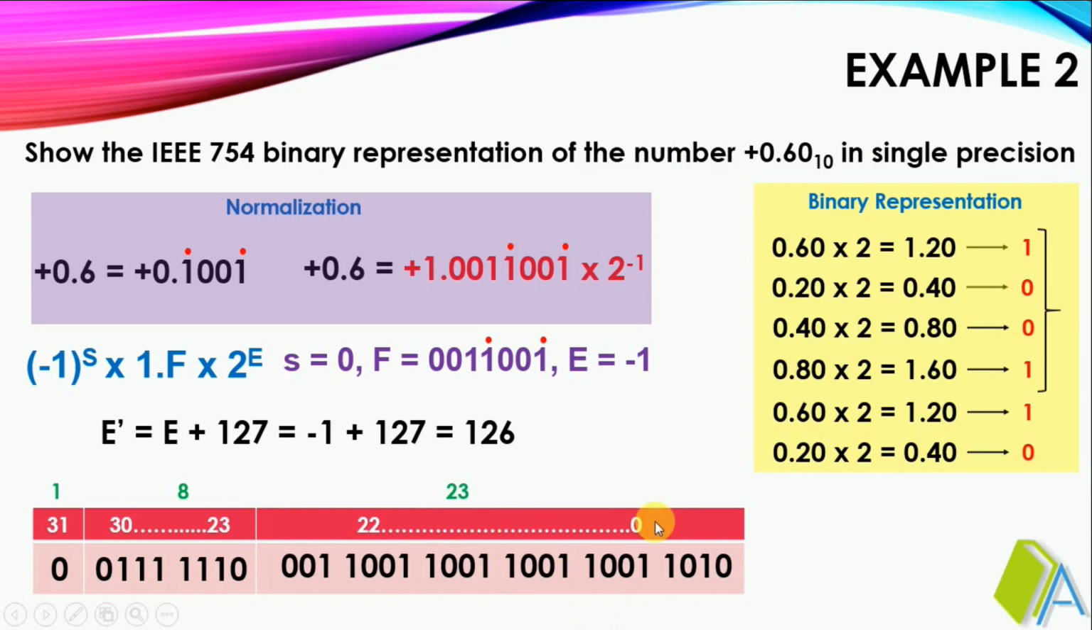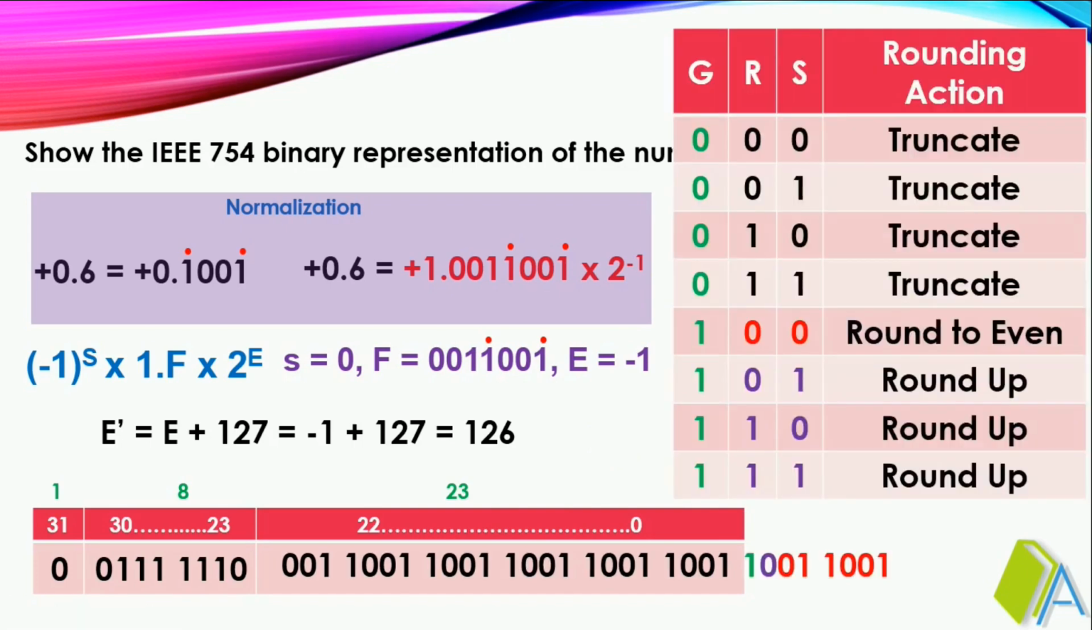The same way you can extend it for double precision. At that time also this 1001 will get repeated, so you have to use the rounding principle. By considering guard, round as well as sticky bits, you have to round it to 52 bits in case of double precision.